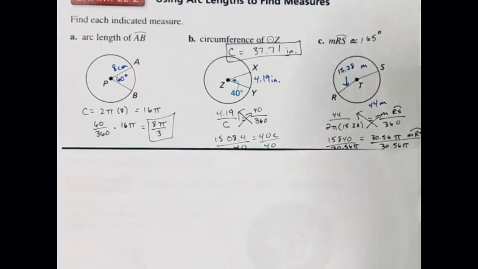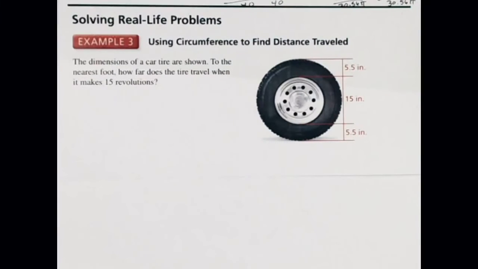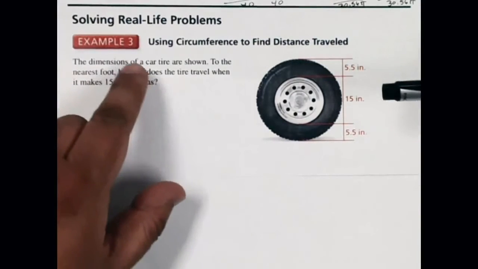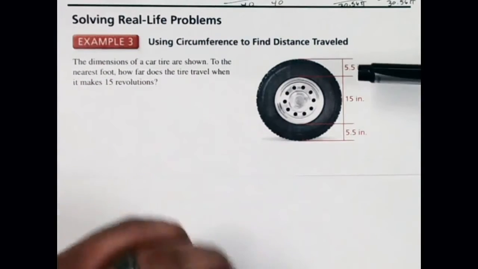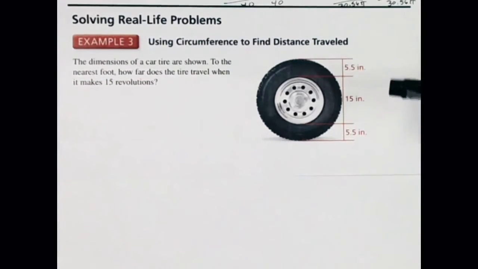165 degrees. And now for example 3, we're going to look at a real-world application of this. We have a tire, the dimension of the car tire is shown. To the nearest foot, how far does the tire travel when it makes 15 revolutions? So in other words, when it goes 15 times around, how far has it traveled?